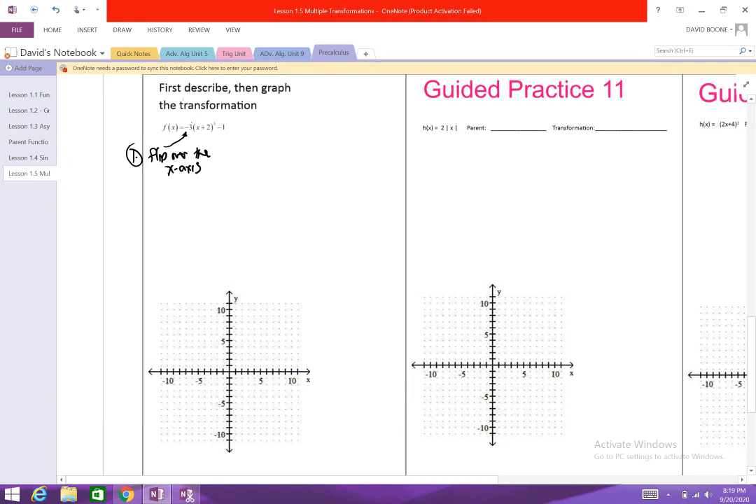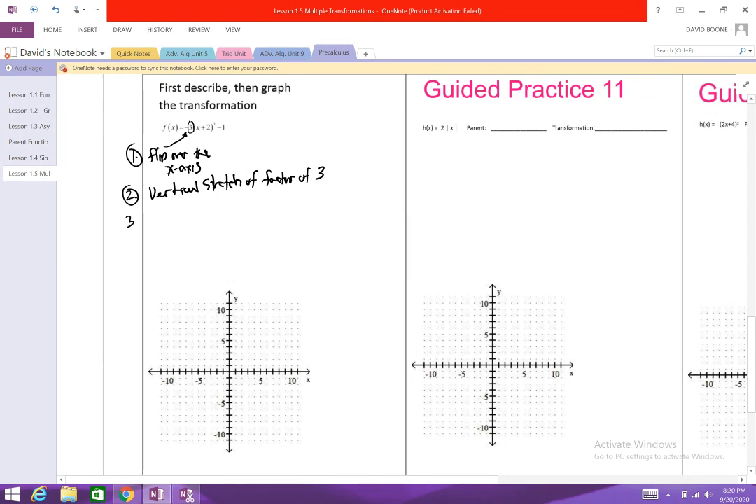Then I'm going to look at if there's any stretching next. Here, if I look at the 3, that tells me it's outside the parentheses, so it's going to affect it vertically. And when it's outside the parentheses, we think as is. So this is a vertical stretch of factor 3. I don't see any other numbers being multiplied on the inside of the parentheses, so there's no horizontal stretch or shrink.